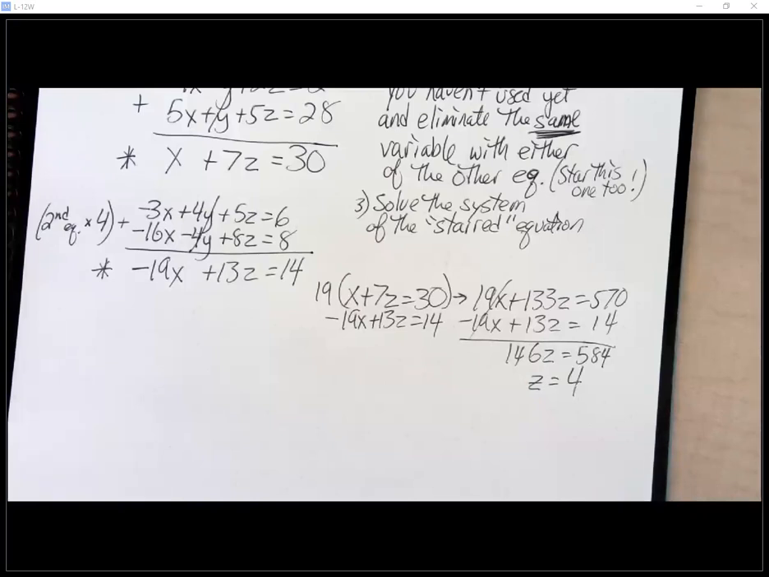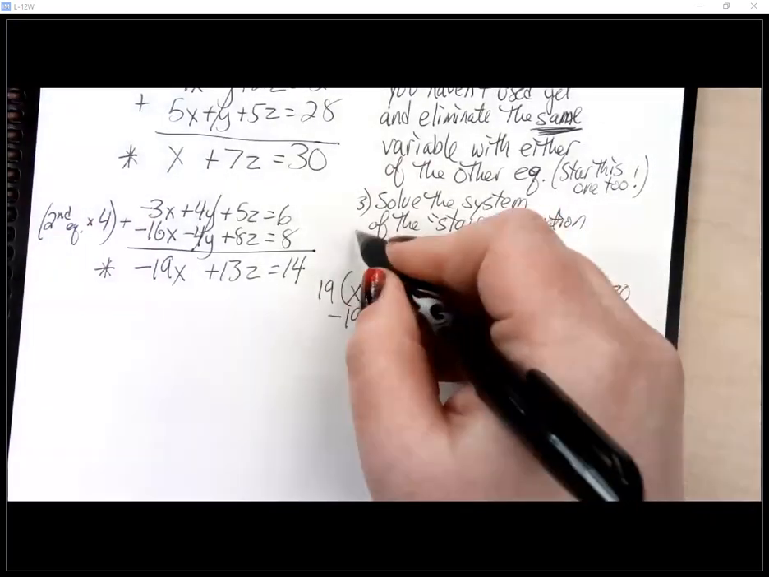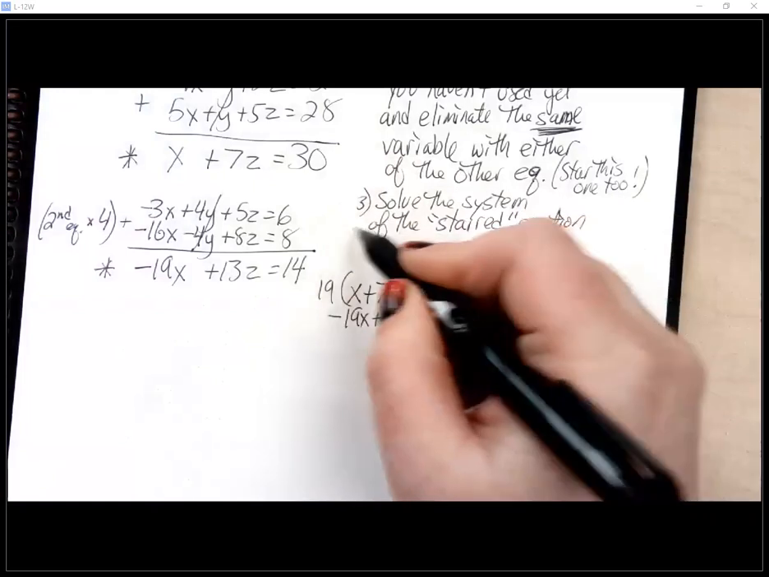Exactly. Go back to one of your start equations. Now that I know what Z is, I can find what X is. And then once I know what X and Z are, I can go back to an original to find Y. Okay, so there's my next steps. I didn't really leave myself any room to continue writing those steps. I'm so sorry. I will jump down here.